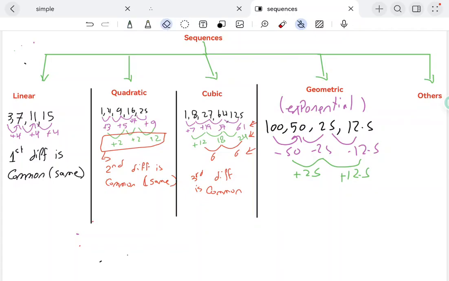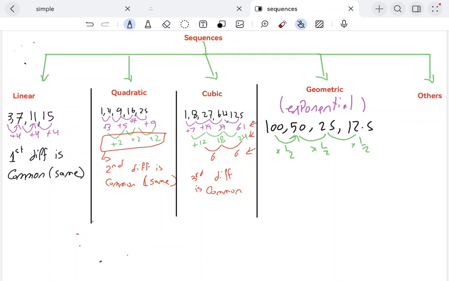So I have to know that this is an exponential or geometric sequence. And what always shocks me is that many students don't know about the geometric sequence. As you see, there is no common difference. But what is there? There is a common ratio. Look, this 100 is multiplied by half, you get 50. Multiply by half, you get 25. Multiply by half, you get 12.5.